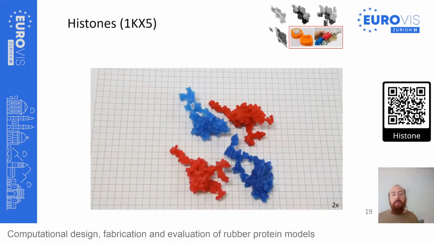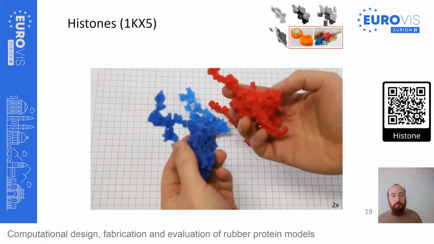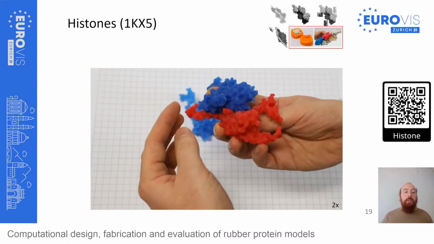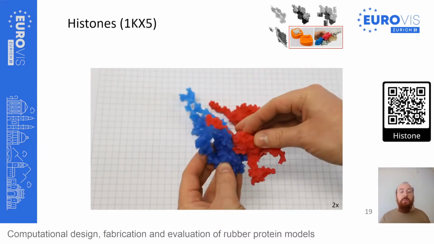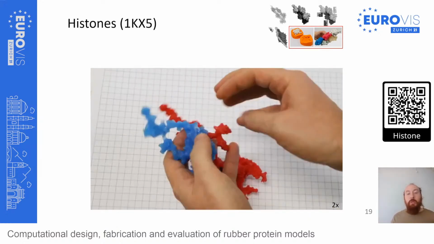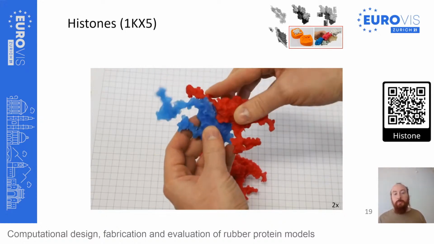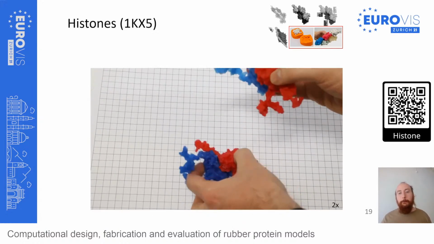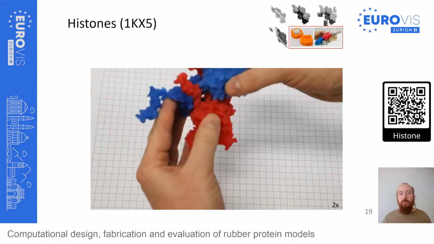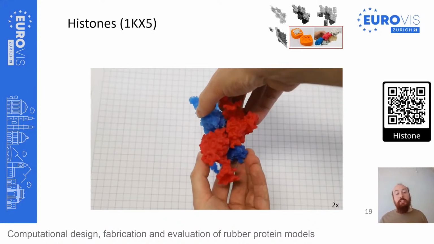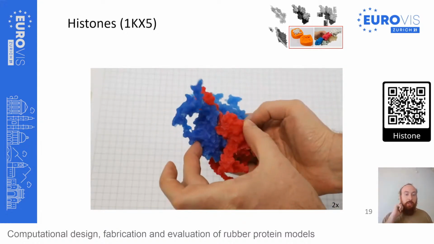And finally, this is the assembly procedure for the histone octamer. Again, here maybe you see more why embedding some magnets could really help, making the assembly more stable and also easier. And you can also really appreciate the flexibility of the molecules and their dynamicity.